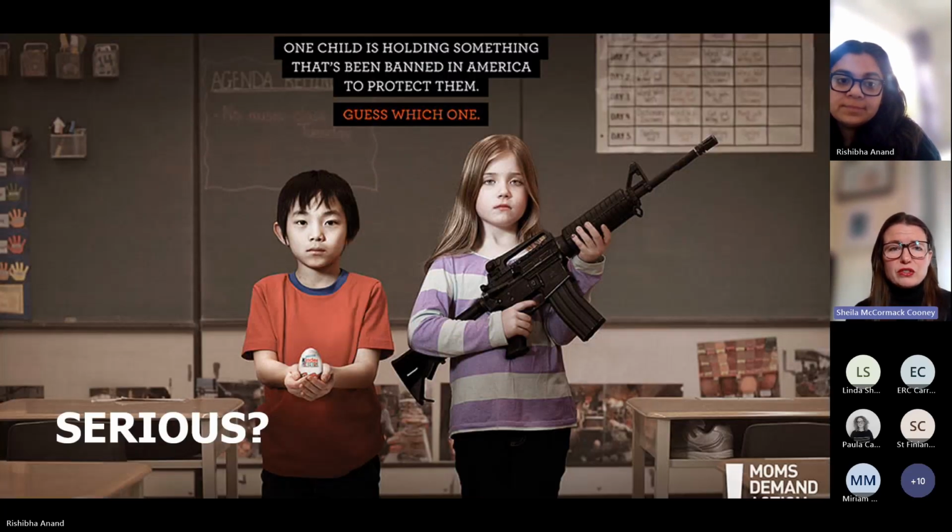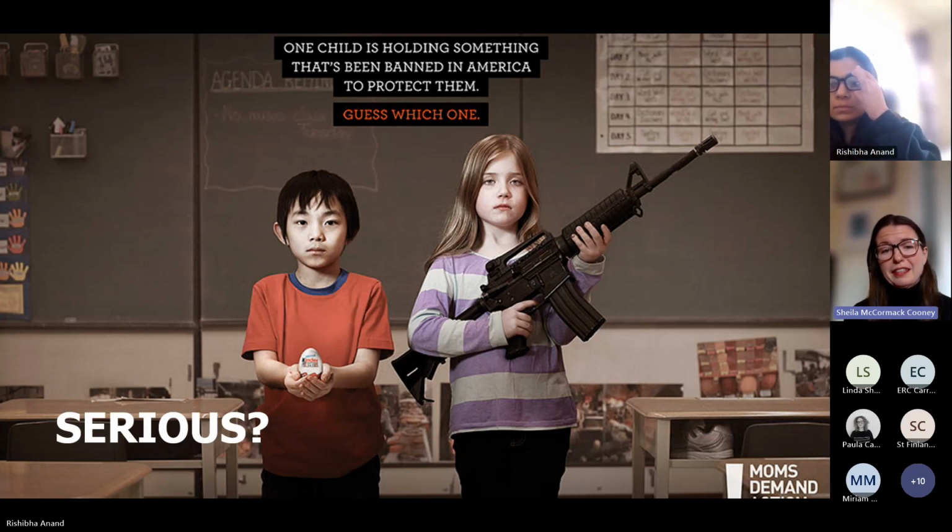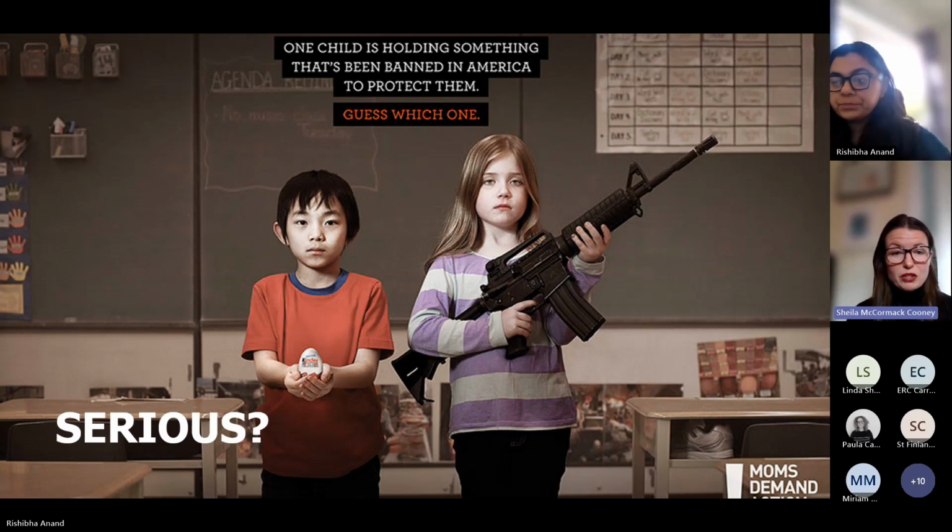Are you going to be serious or shocking? This ad says one child is holding something that's been banned in America to protect them. Guess which one? It's not the gun. A lot of people would be shocked or really taken aback by this imagery of a child holding an assault weapon. But sometimes, when you have a serious message, you need a serious image to go with it that will get people's attention. It's just something to think about when you're framing your own message.